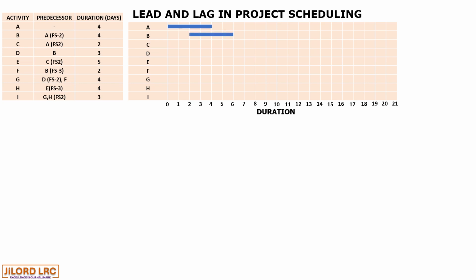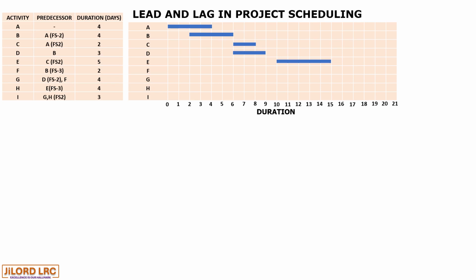Then we have C, which has a predecessor A with a lag of 2 days. Means activity C will start on the 6th day. Activity D has a predecessor B with no lead or lag, and hence we start upon the completion of activity B. So it will start on day 6. Activity E has a predecessor C with a lag of 2 days, which means activity E will start on the 10th.